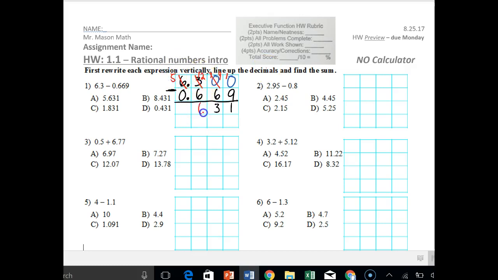12 minus 6 is 6. Bring down your decimal point eventually, right there. And then 5 minus 0 is obviously 5. So there's your answer, 5.631, and A is your answer.